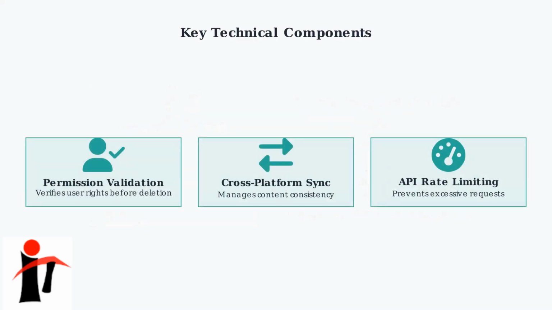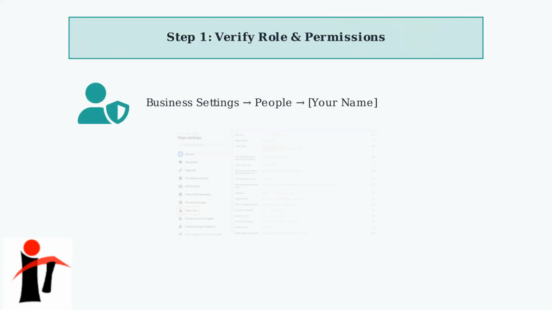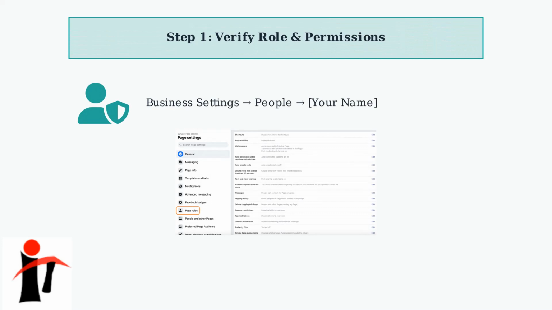Understanding these core technical components, the permission validation system, cross-platform sync engine, and API rate limiting, is essential for effective troubleshooting of Meta Business Suite deletion issues. The first step in troubleshooting post-deletion issues is verifying your role and permissions. Navigate to Business Settings, then People, and select your name to check your content management permissions.